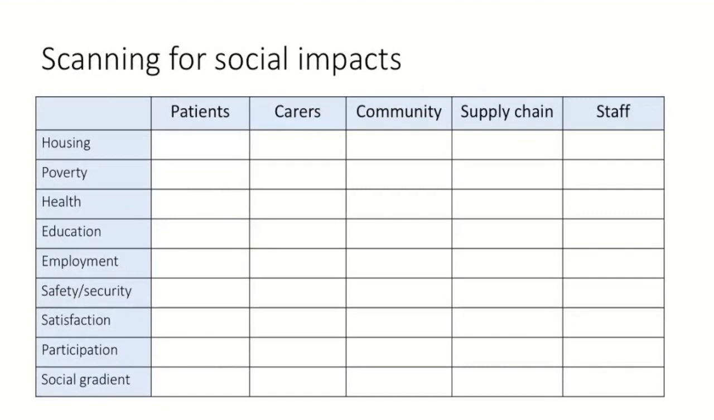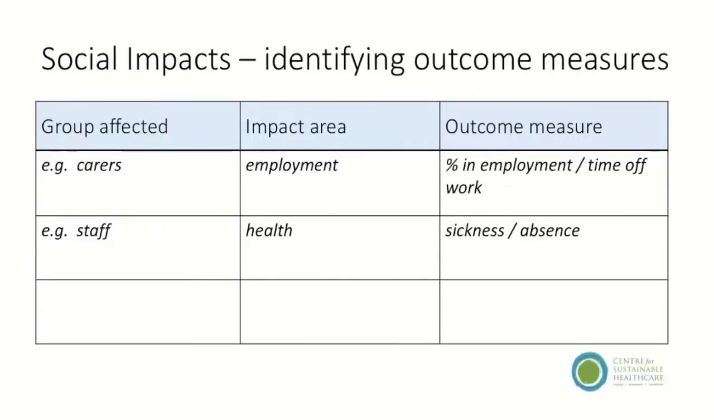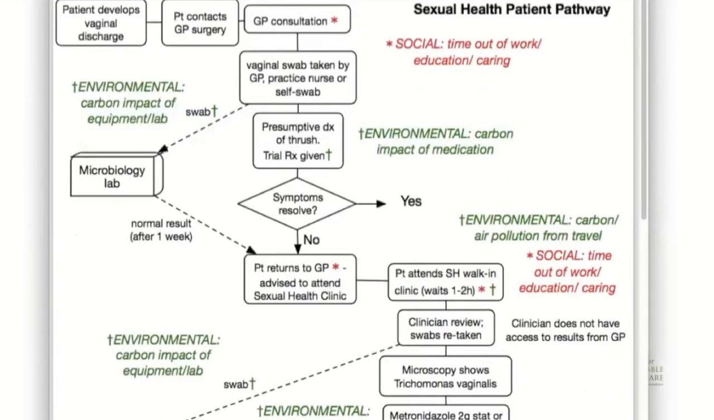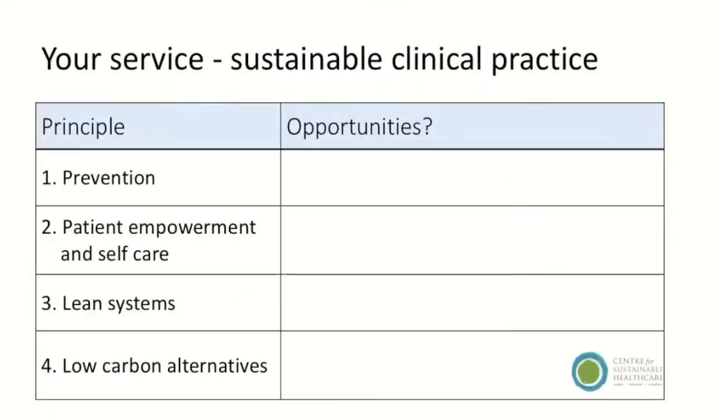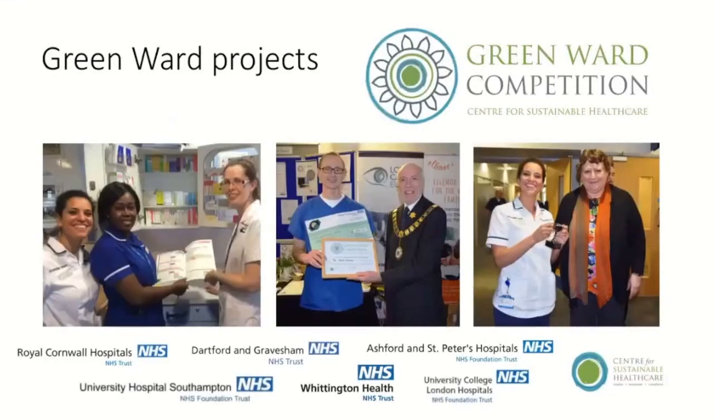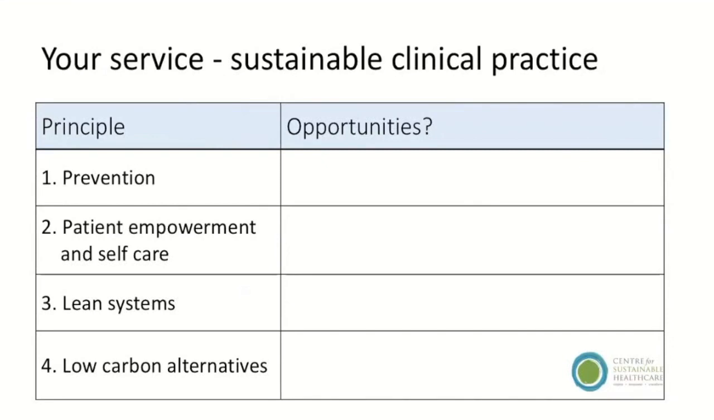They've got a number of templates in them, so I'm just going to flick through a few templates that might be useful when you're working your way through the process of setting up a QI project, identifying and scanning for social impacts, and then choosing outcomes for the ones that you think are important, annotating your process maps and highlighting the common impacts using those principles of sustainable clinical practice. And there are some blank driver diagrams that you can use in there, and quite a lot of guidance on how to measure carbon footprint and so forth.